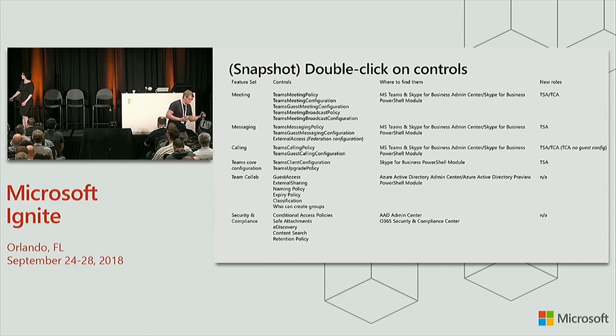I'm going to walk through a couple of the controls in each of these pieces. I'm going to go through what it will look like to set a policy in the Skype for Business and Microsoft Teams space, what it will look like to set some of the controls we have for O365 groups, and then I'll highlight where Microsoft Teams fits into the security and compliance scenarios.